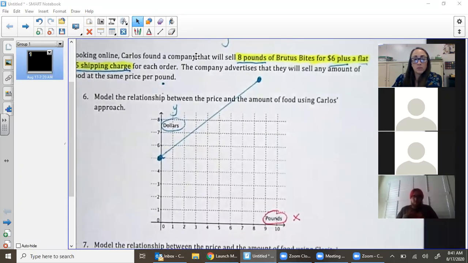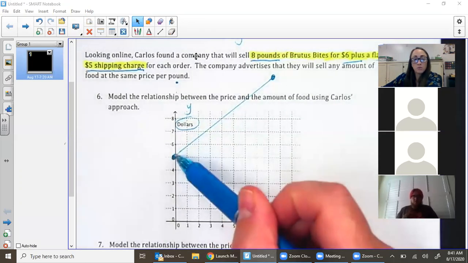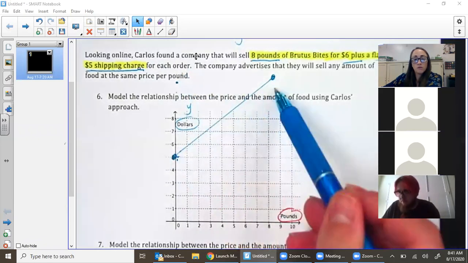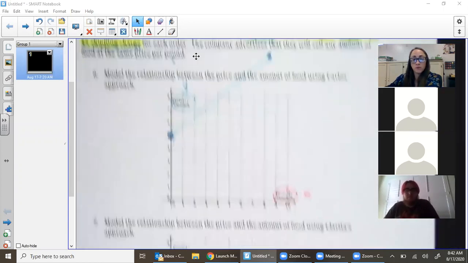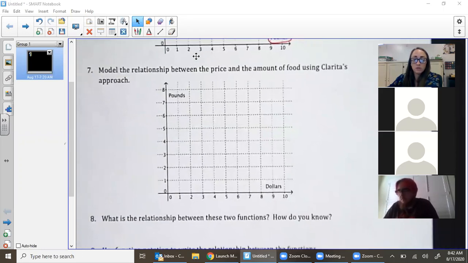Okay, so last one we talked about was this question. We started with the $5 because that was the shipping fee, and then we went up the $6 and then over for the 8 pounds of food. So that was for Carlos. Now we're going to do the same information, but just for Clarita's.